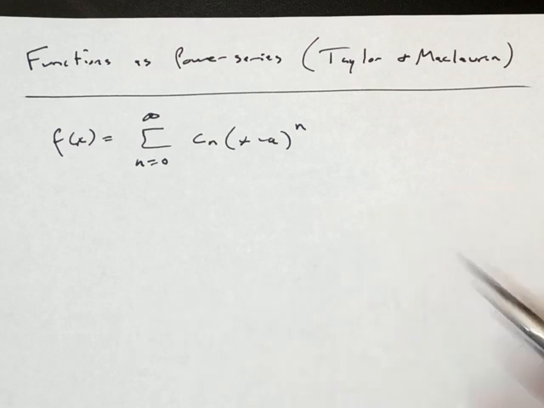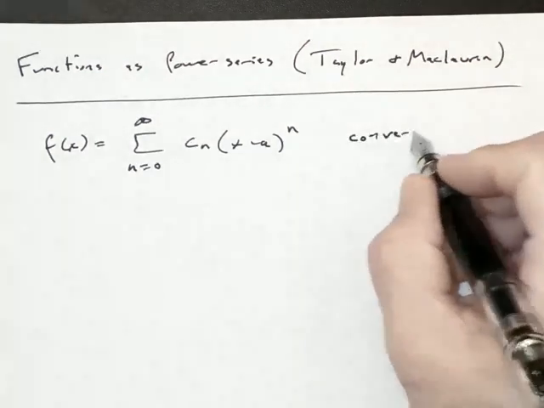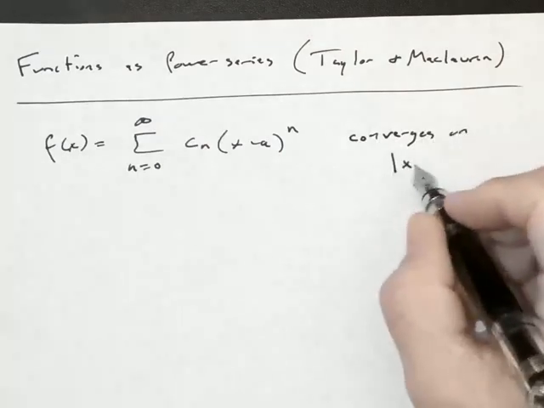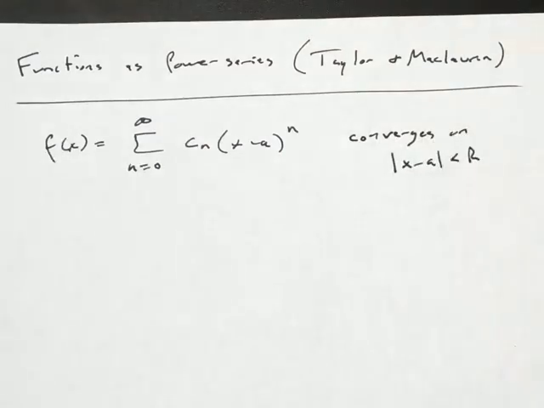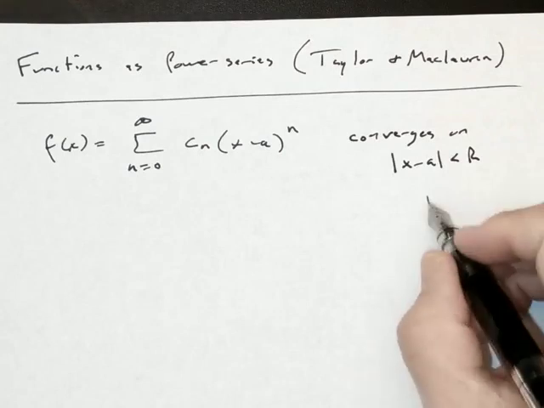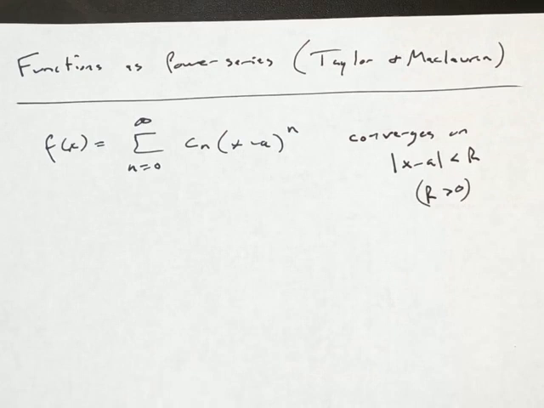I'm going to assume this converges on some interval with a radius that is positive. And the reason I do that is because this function is going to be continuous and differentiable in that interval. If it was only defined at a single point, then I couldn't take derivatives. And I want to take derivatives because that's what we were doing on Monday.